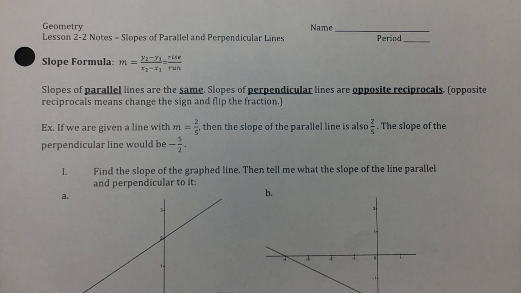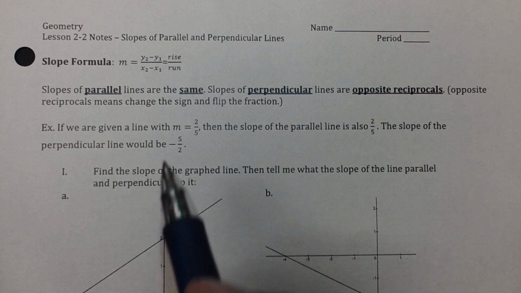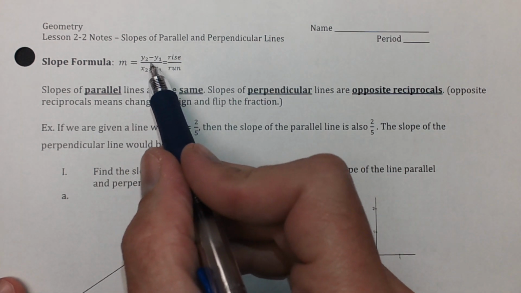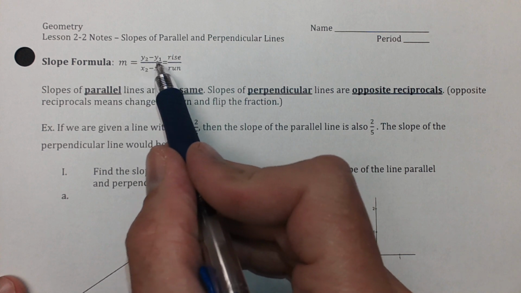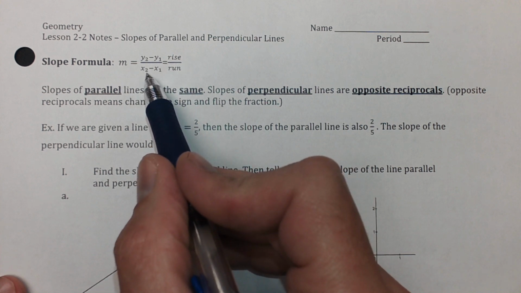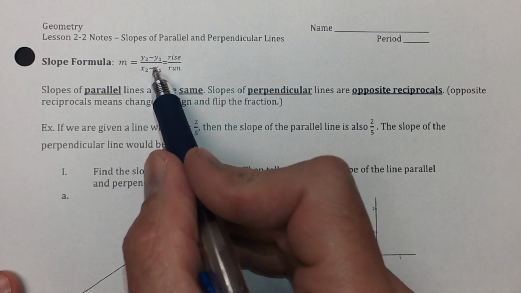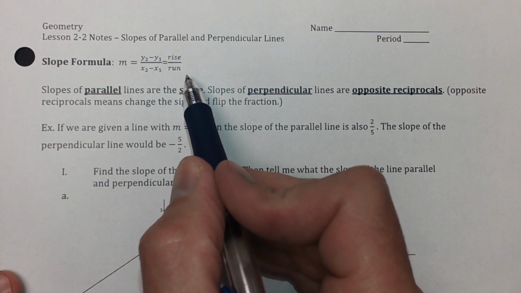Hello, today I'm going to discuss the lesson 2-2 notes, and this lesson involves the slopes of both parallel lines and perpendicular lines. If you recall from the previous lesson 2-1, we learned that the slope formula is just the difference of y's over the difference of x's. So y2 minus y1 divided by x2 minus x1.